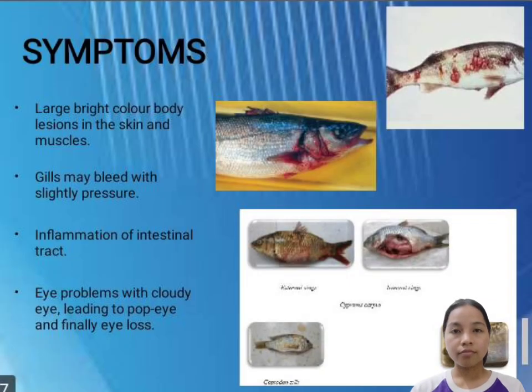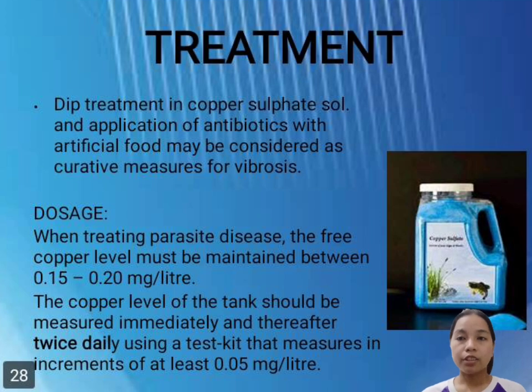disease. The symptoms of Vibrio anguillarum are large, bright-colored body lesions in the skin and muscles. Gills may bleed with slight pressure, inflammation of the intestinal tract, eye problems with cloudy eye, leading to pop eye, and finally, eye loss. So the treatment of Vibrio anguillarum is a dip treatment in copper sulfate solution. An application of antibiotics with artificial food may be considered as a curative measure for vibriosis.